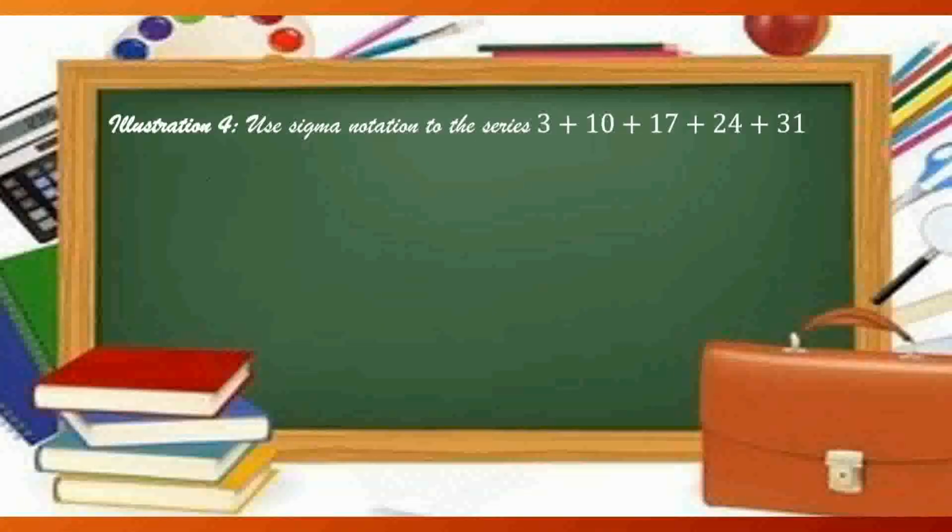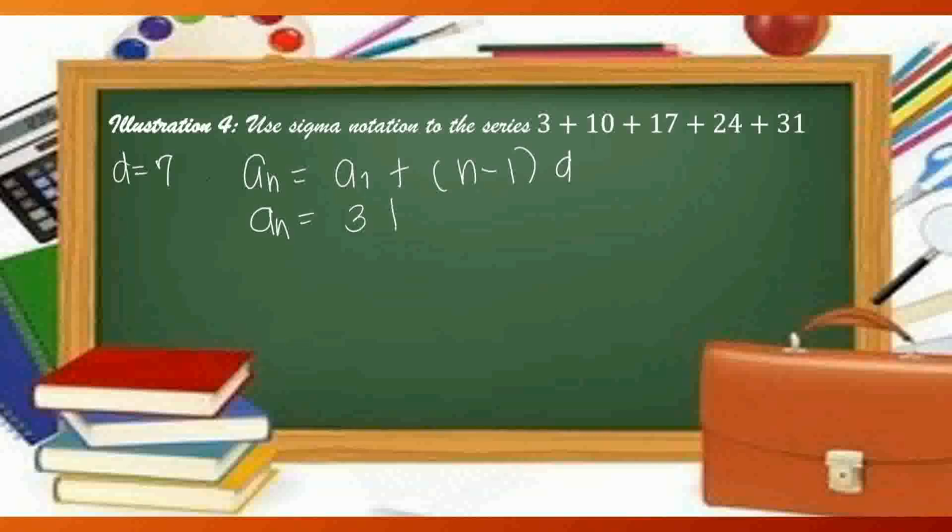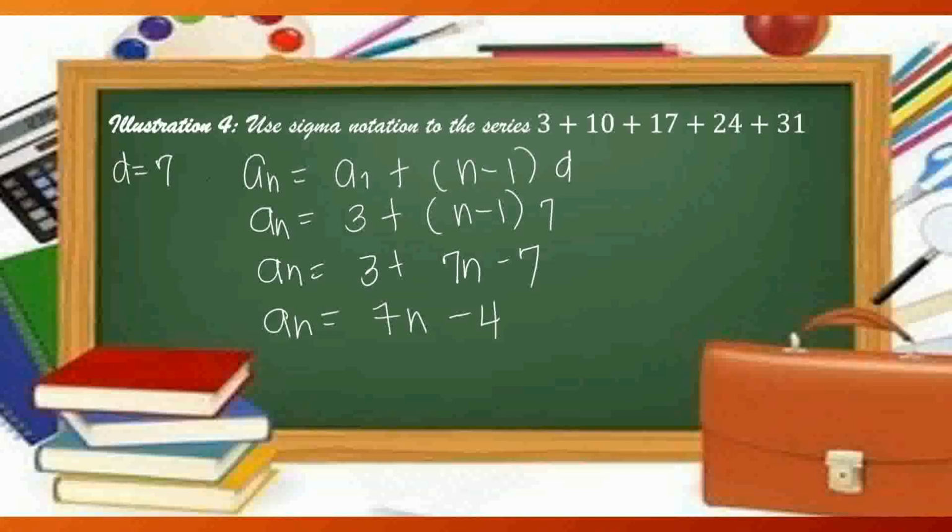For example number 4, use sigma notation for the series 3 plus 10 plus 17 plus 24 plus 31. The given is an arithmetic series with a common difference of 7, since 10 minus 3 is equal to 7, and 17 minus 10 is equal to 7. And again, using the formula a sub n is equal to a sub 1 plus n minus 1 times d, a sub 1 is 3 plus n minus 1 times d, which is 7. So a sub n is equal to 3 plus 7n minus 7, and a sub n is equal to 7n minus 4.